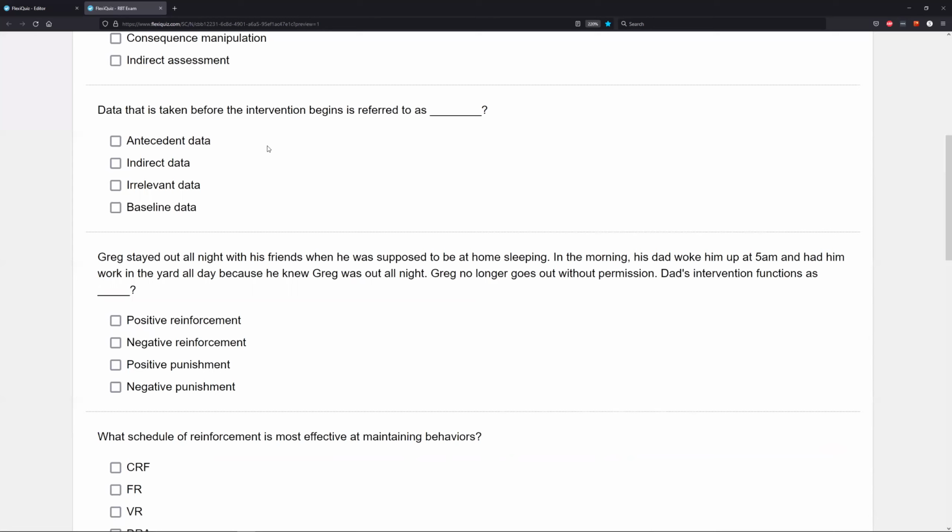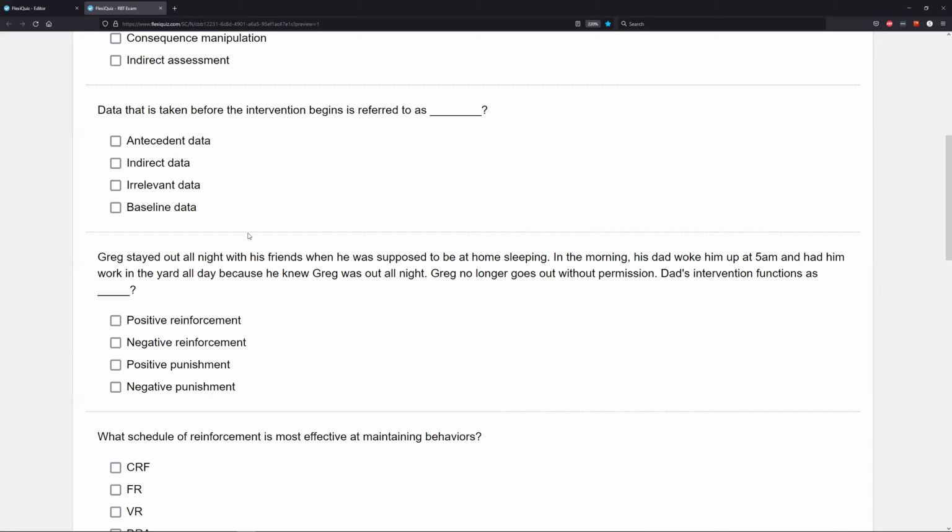Is it antecedent data? No, don't be confused because of before, right? Antecedent data is going to be what happens before a response, okay? But we're talking about the overall skill before the intervention begins, okay? Indirect data. This looks like direct data, right? We're not totally sure, but indirect data will be data on interviews and surveys. We're looking at the data of the skill, which means we have to directly observe it. So it can't be indirect. Irrelevant data. Well, the data is definitely relevant, okay, because we're going to use it to guide our overall intervention.